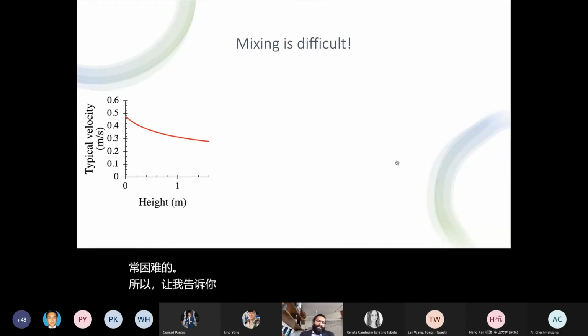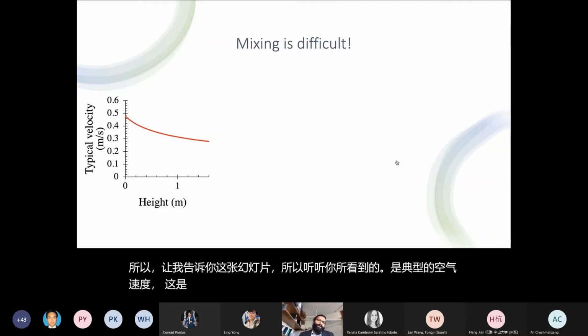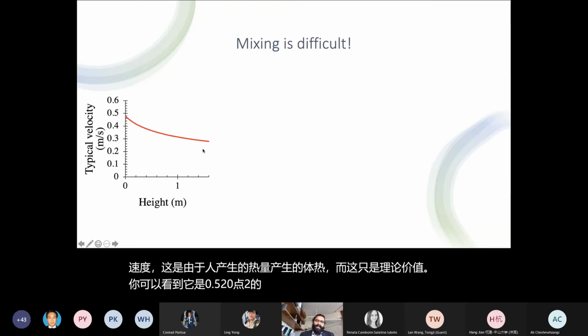So here what you are seeing is the typical velocity of the air, which is due to the body heat produced by the person. And this is just a theoretical value. And you can see that it is of the order of 0.2 to 0.3 meters per second.